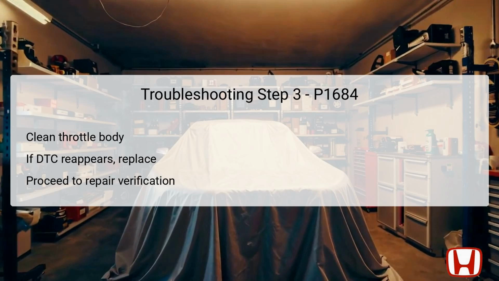After cleaning, it is crucial to recheck for the P1684 DTC using the HDS. If the code reappears even after cleaning, it is likely that the throttle body itself is faulty and requires replacement. This step emphasizes the importance of ensuring that all components of the throttle assembly are functioning optimally, as even minor obstructions can lead to significant performance problems. A thorough cleaning is often sufficient, but replacing the throttle body may be the only solution for persistent issues.